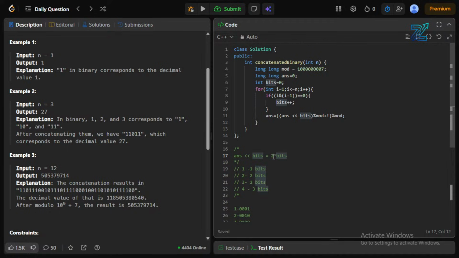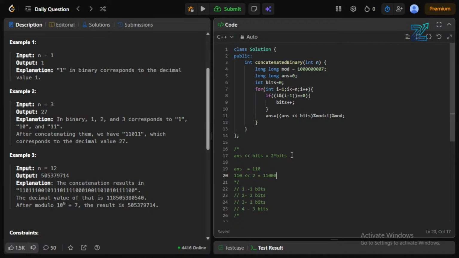For example, let's take our current answer as 110, and the next number has 2 bits. Then what will we do here? 110 left shift 2. Left shift 2 means we will get the answer as 11000. So we left shift to attach the new binary number, right?